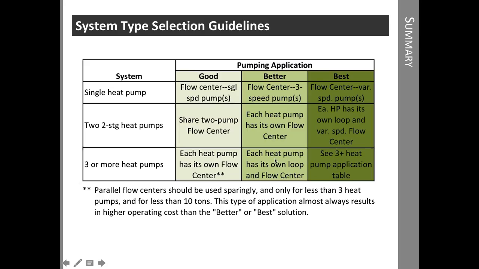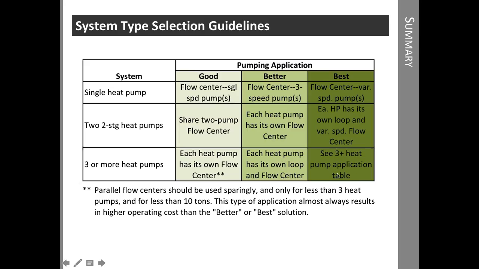Now we could have a heat pump for each. A heat pump with its own flow center is fine on each loop. So a heat pump, flow center, and ground loop for each heat pump is a good way to go. But it does have a lot of building penetration. On a 3-unit application, we may have 3 sets of supply and return lines, and we have to get those into the building.